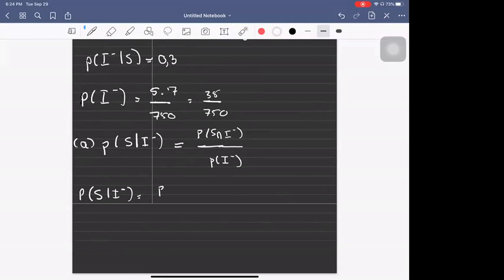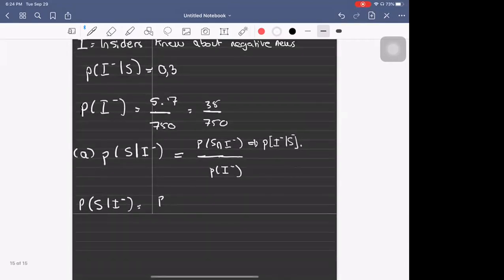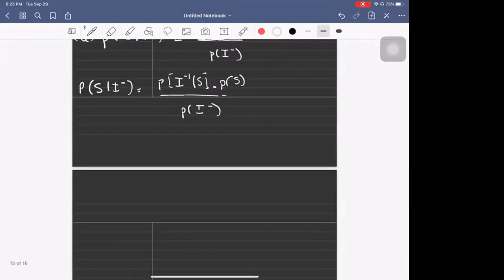So rearranging the statements, it's basically the same thing as Bayes' theorem. And for the person who made the comment about the little mistake that I made, what we got, 0.3, is actually going to be very useful. That's just the derivation of Bayes' theorem. The probability that she says sell, given that the insiders knew about the information, is equal to the probability that insiders knew about the information, given that she said sell, times the probability that the broker said sell, over the probability that the insiders had negative news in advance.